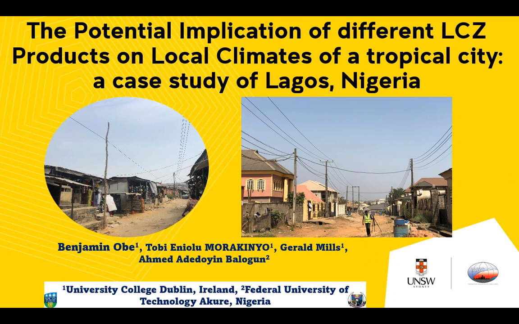So basically, today we've been to the Asian cities. In the next 10 minutes, I will take you to Africa. We're looking at the potential implication of different local climate zone products on the local climate of a tropical city, using Lagos as a case study. We're looking at the urban canopy parameters of each local climate zone, and then we compare them with locally derived urban canopy parameters taken from our fieldwork.